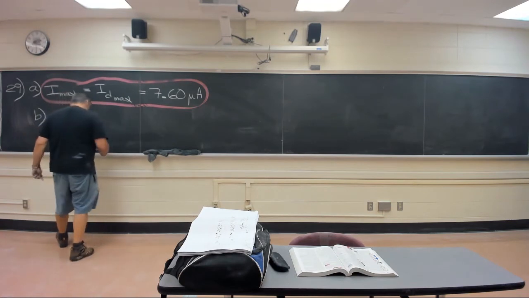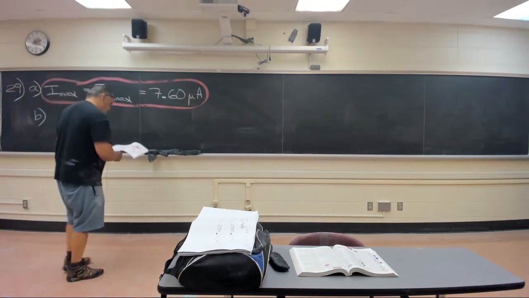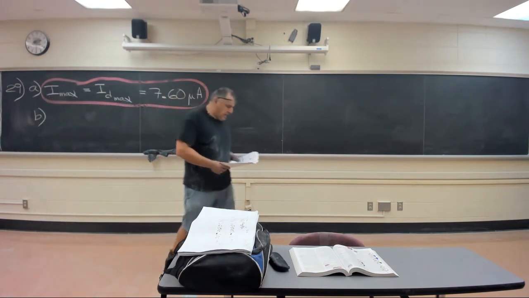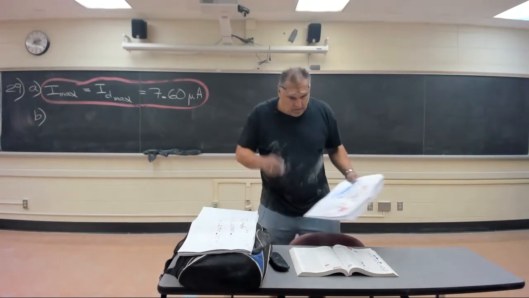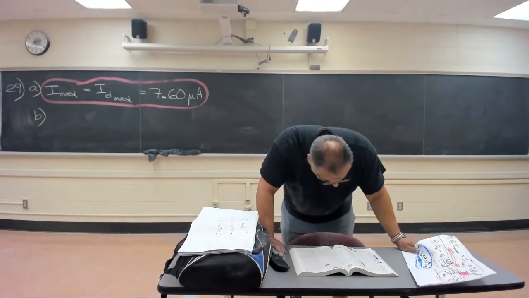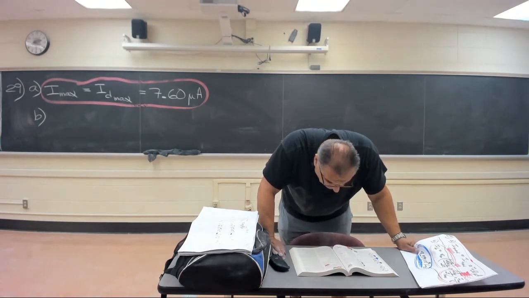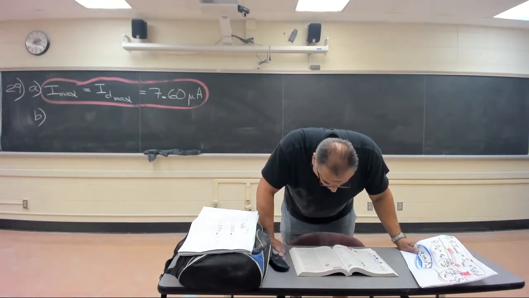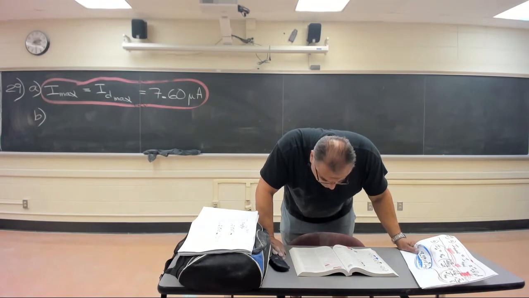B. They're asking for B. Let's see here. What is the maximum value of d phi sub E dt, where phi sub E is the electric flux through the region between the plates?